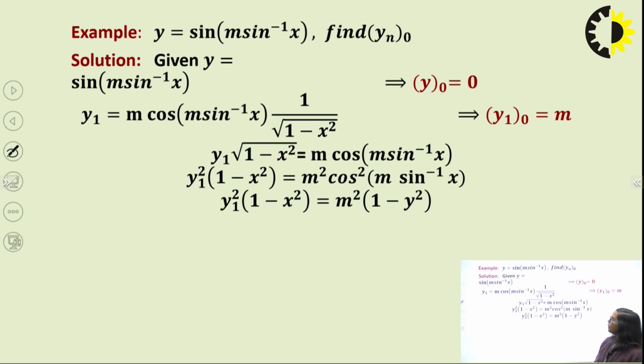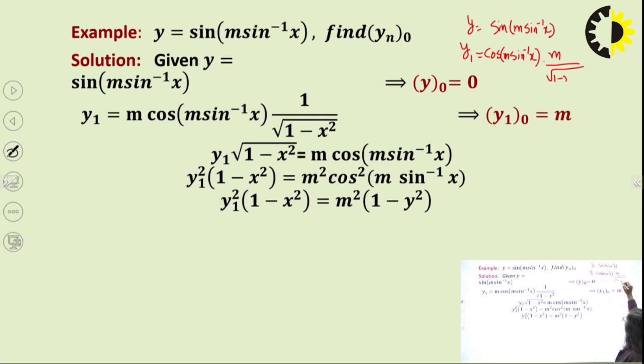Now we start differentiating this, y = sin(m sin⁻¹x), to find the y1 value. First, the derivative of sin θ is cos θ. It's cos(m sin⁻¹x) into the derivative of m sin⁻¹x. We know its derivative is m, a constant, upon under root 1 minus x square. So this is the derivative.